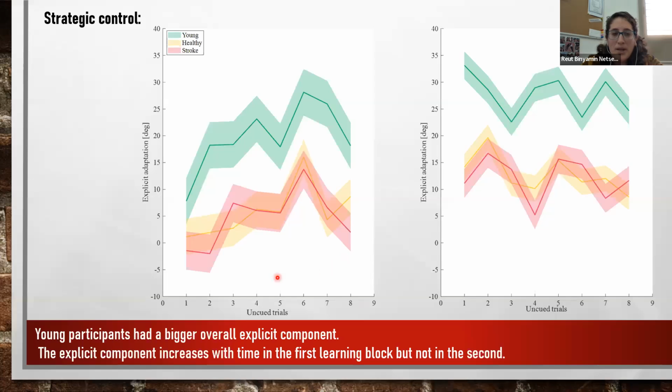So this suggests that explicit learning improves over time, but only in the first block, and then reaches some kind of plateau. And we found no interaction here.